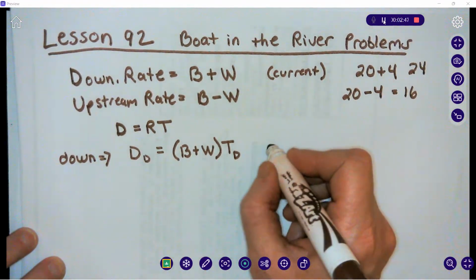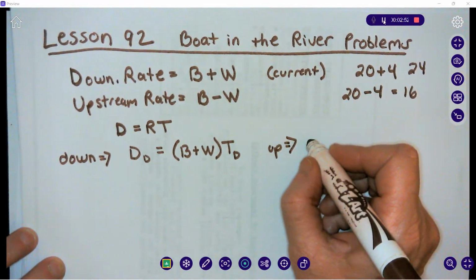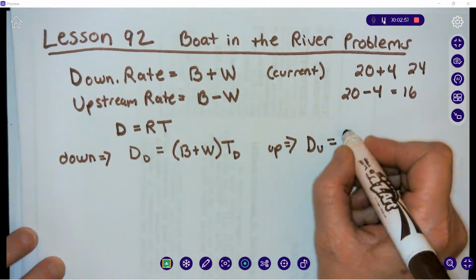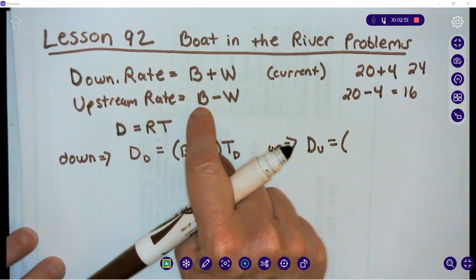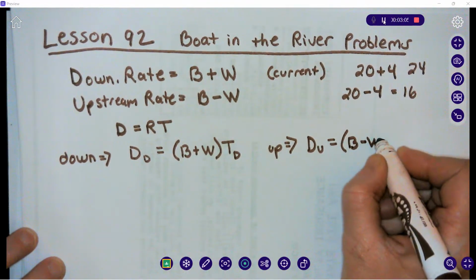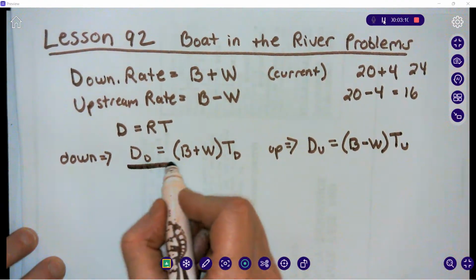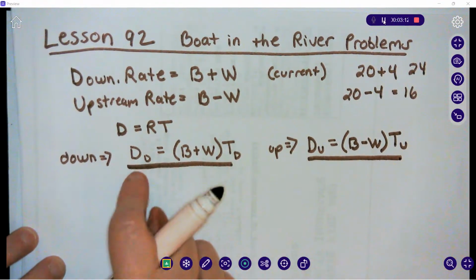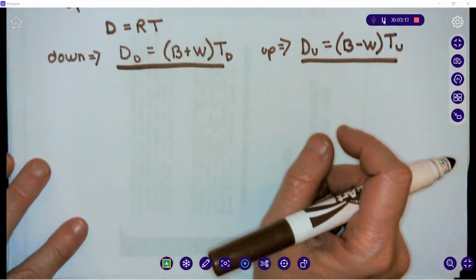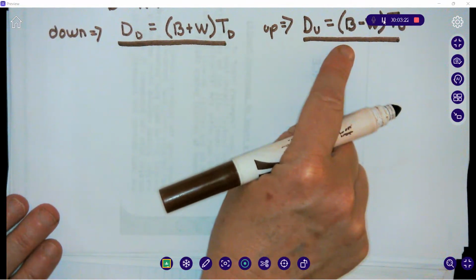The upstream equation is going to look like this. Our upstream equation is going to be that distance upstream is equal to the rate upstream. Now remember, the upstream rate is the rate of the boat minus the rate of the current. So we have B minus W, and then that's multiplied by the time upstream. So here are our 2 basic equations, our downstream distance and our upstream distance. Okay, so let's move that up here, and let's try a problem. We're going to keep these equations so that we can see them.